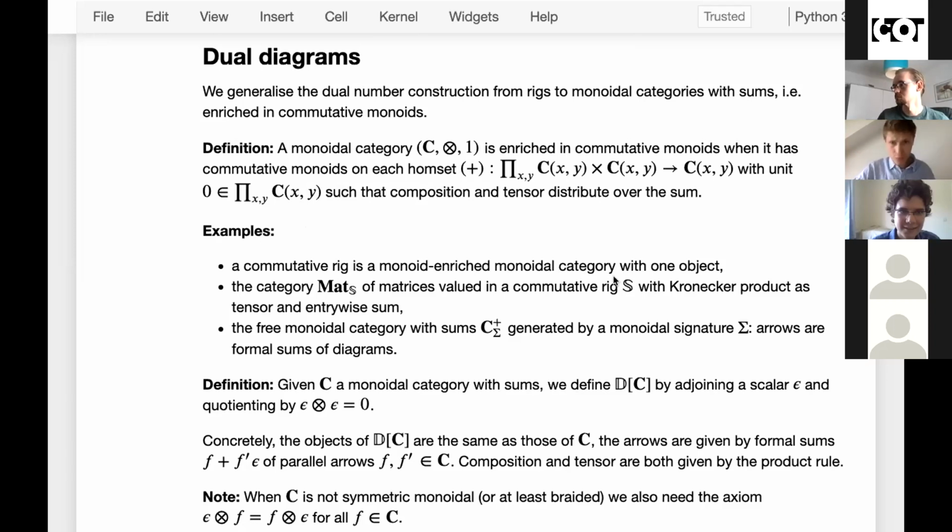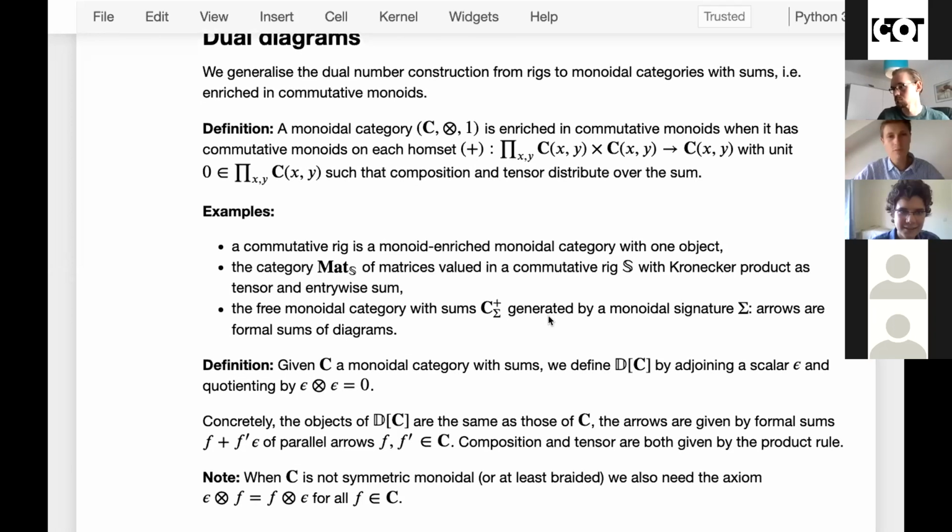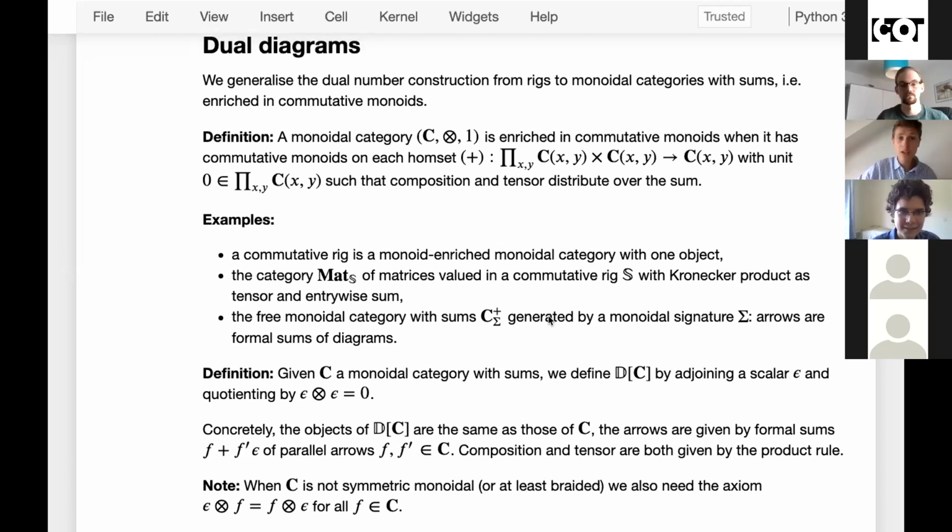So another example, which is going to be a motivating example, is the category of matrices. So if S has a derivation, then here I can sum matrices, so I'm enriched in commutative monoids. So another example which we care about is the free monoidal category with sums. So you take a monoidal signature, and then you look at the category where arrows are formal sums of diagrams.